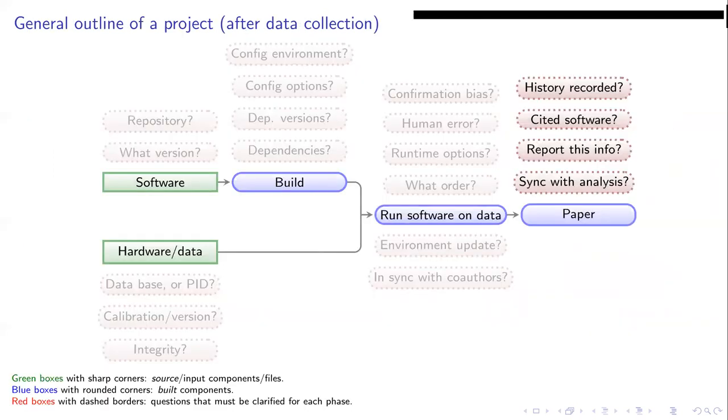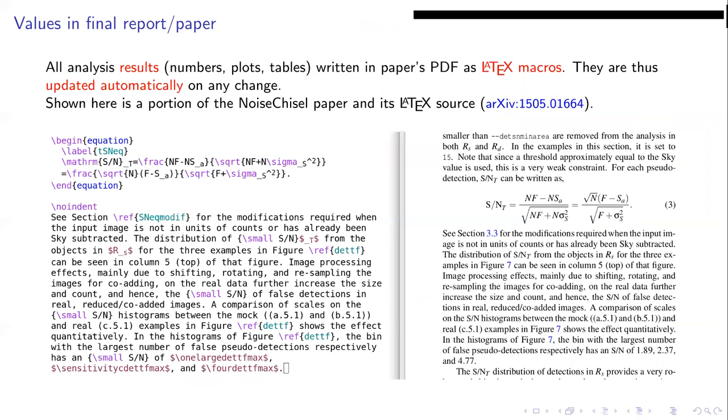And finally, the paper. This is the part where everyone sees it first, right? Once you publish the paper, the paper is what they see. So this is, for example, one part of the NoiseChisel paper, that image analysis software I mentioned.